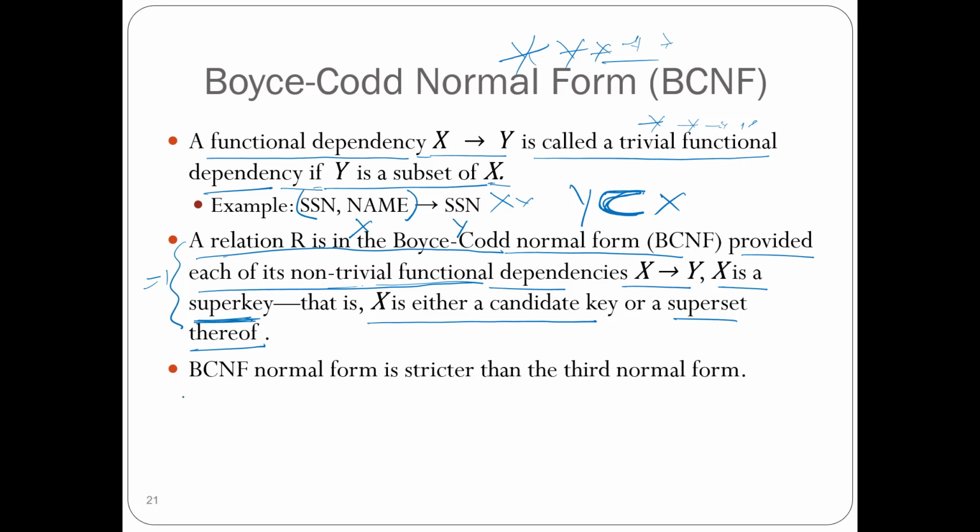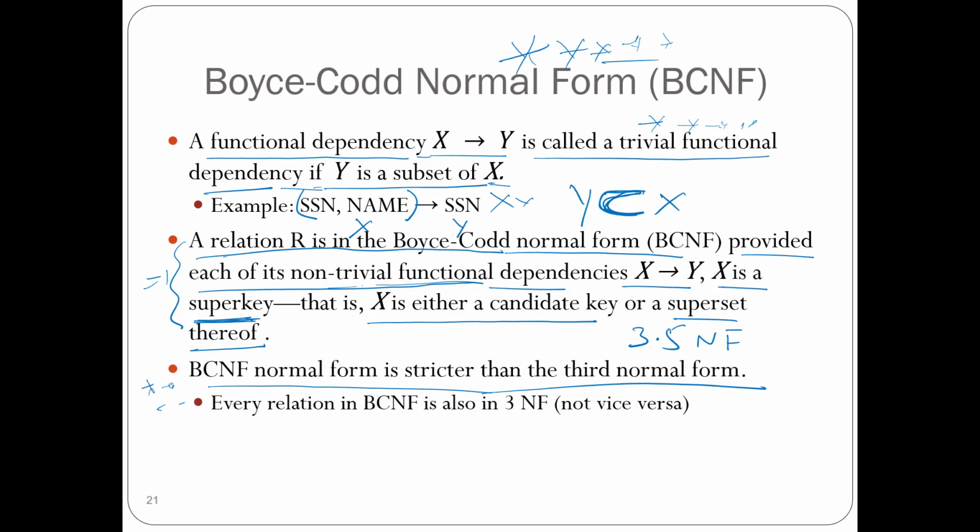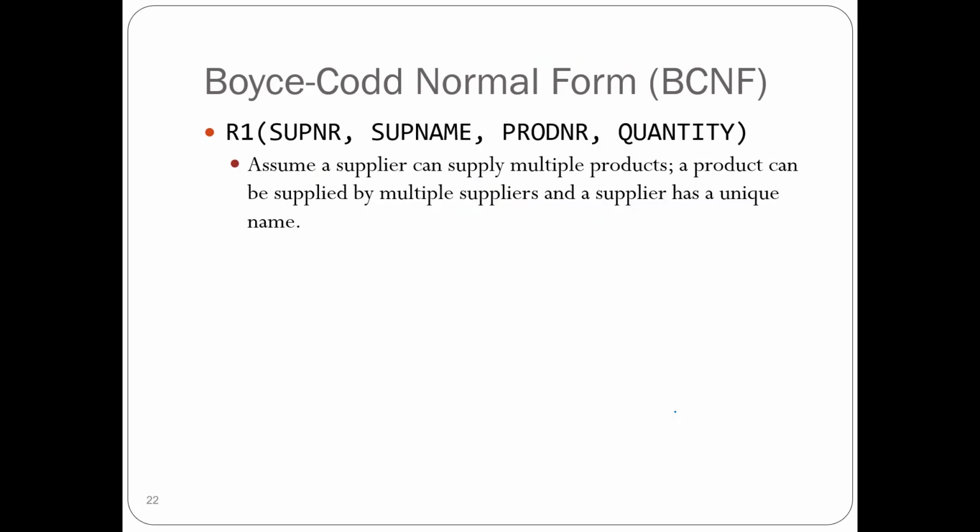Now, one interesting thing about BCNF is that it is stricter than the third normal form. It is also sometimes called 3.5 normal form. 3.5 means BCNF is slightly stricter compared to third normal form. So if your relation satisfies BCNF, then it will by default satisfy the third normal form as well. Every relation in BCNF is also in third normal form, but not vice versa. I just went over that.